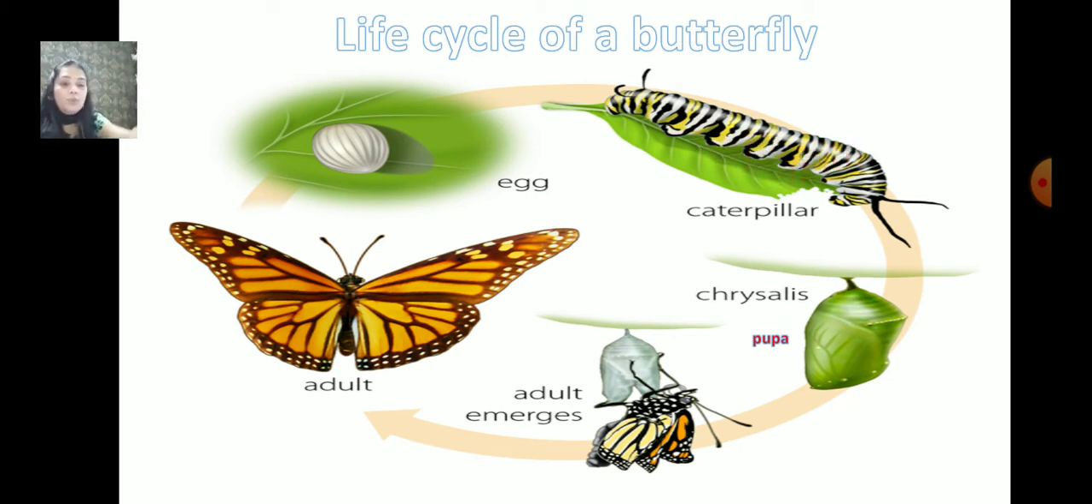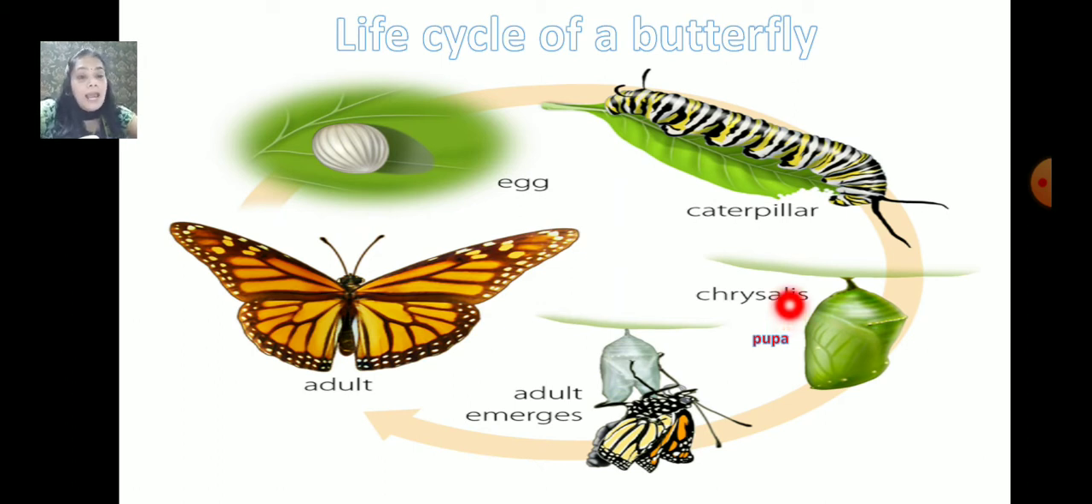Okay, and next what happens? The caterpillar eats the leaves and grows very quickly, and then it forms a shell. This shell is called the chrysalis. The shell is formed around the body, and this stage is called the pupal stage or the pupa.